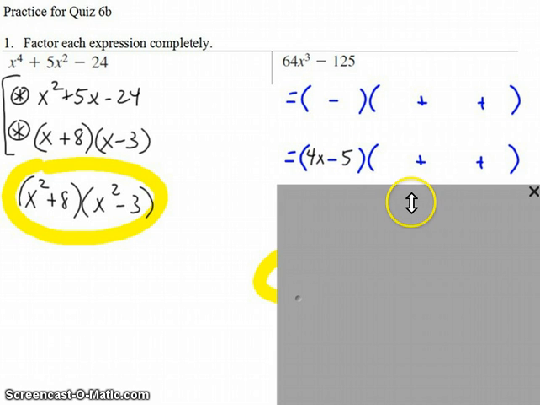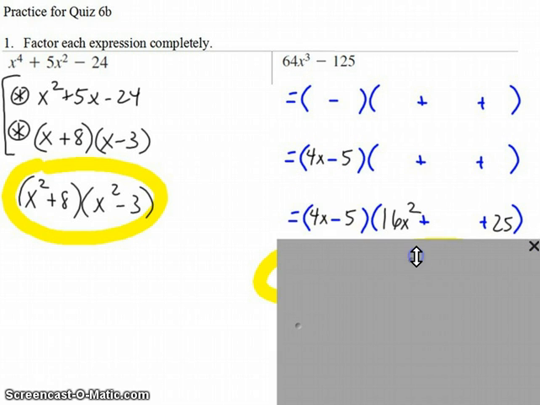Okay, so now I've got that much done. I've got the binomial. Now here, I'm going to put that squared. And here, I'll put that squared. So now I've got 16x squared here and 25, in other words, 5 squared here. The only thing that's left is to fill in the middle. The middle is simply that times that. 4x times 5 is 20x.